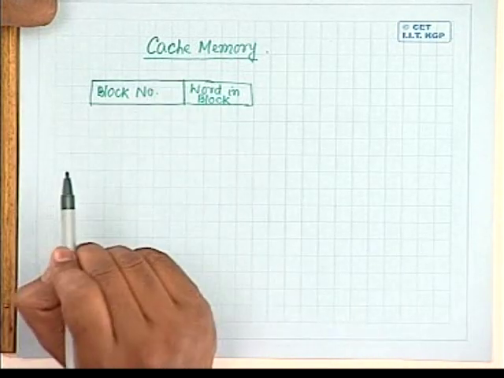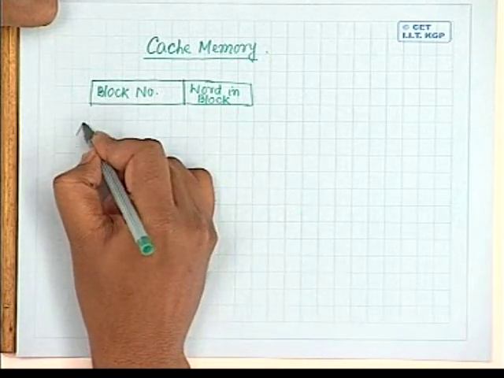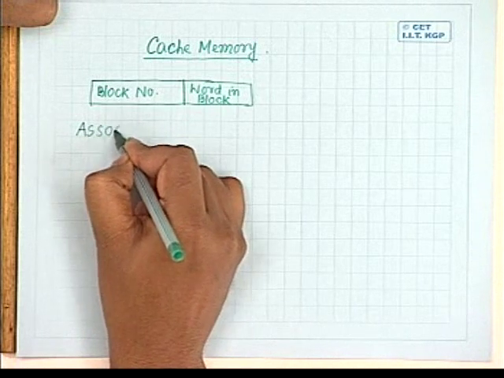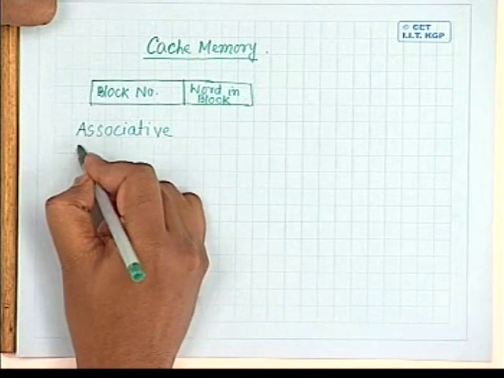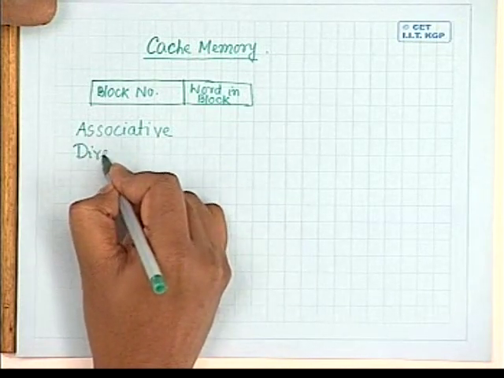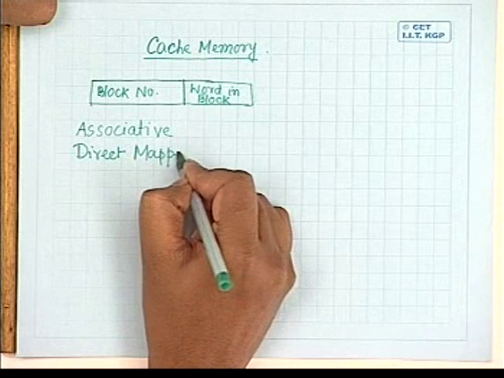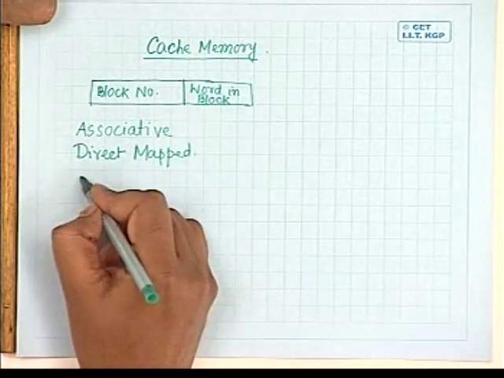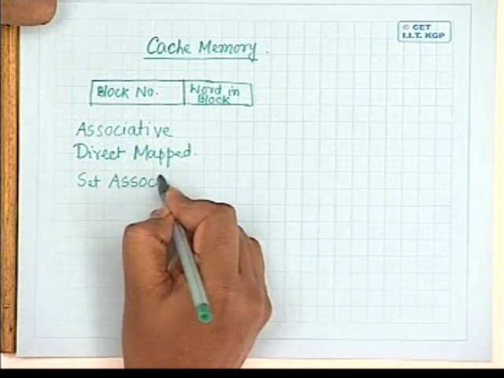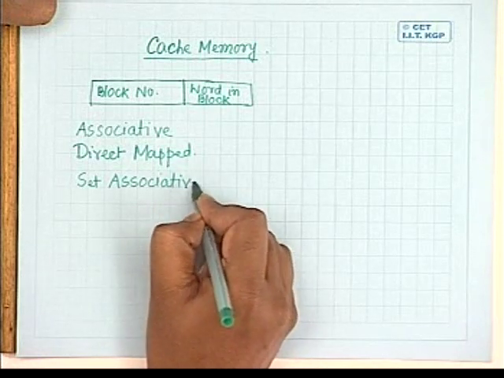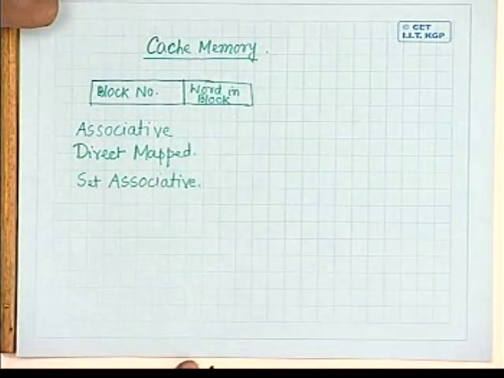And when we talk about cache memory, we usually have three kinds of cache memory. One is called associative cache memory. The second kind is called direct mapped cache memory. And the third kind is called set associative cache memory. So we'll first discuss this associative cache memory.